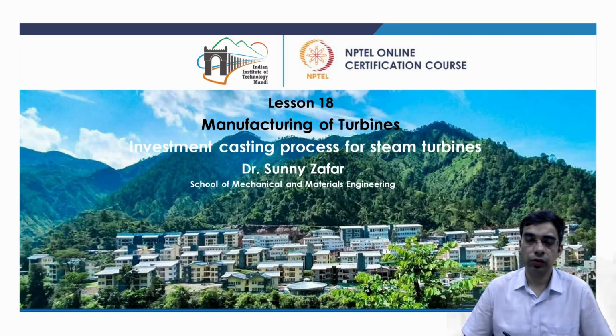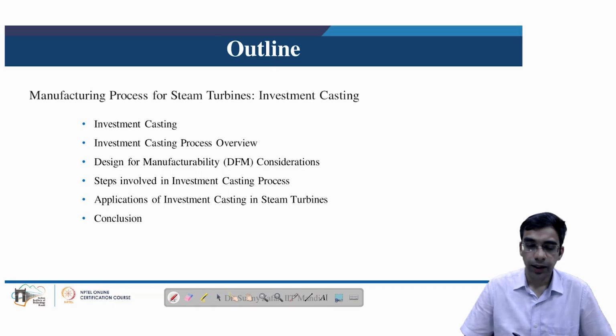Welcome to this course on manufacturing for turbines. So in this lesson 18 of this course, we will see the investment costing route for primary manufacturing of the steam turbine. So the outline of this lesson will be as follows, in which we will cover the investment costing process in detail. So we will look at the overview of the investment costing process.